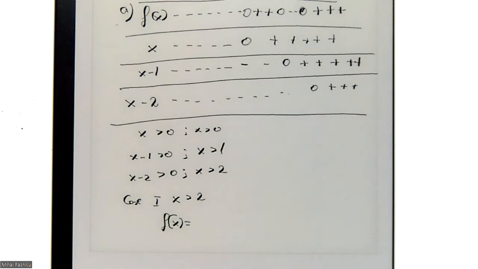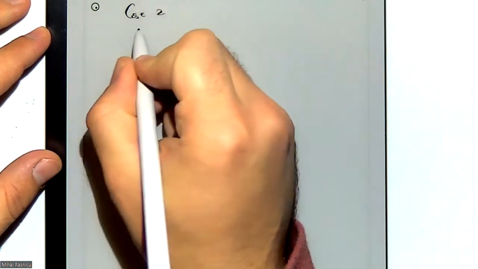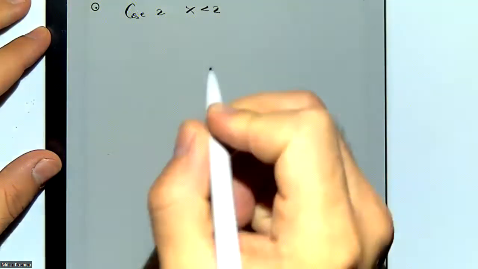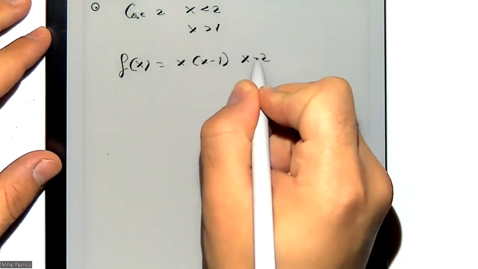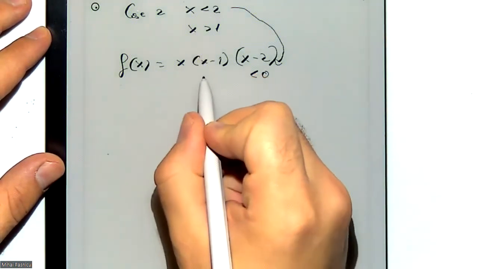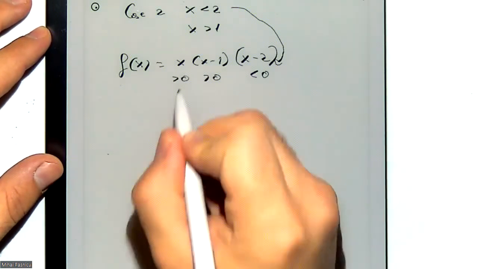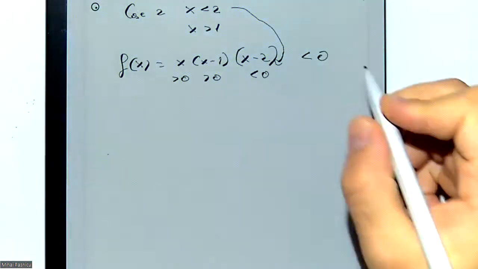It's basically breaking the whole space into cases. Case 1: x greater than 2, and I'm going to have x, x minus 1, x minus 2: positive, positive, positive. So this is a good case. Then case 2, where x is smaller than 2 but greater than 1. In this case f of x is equal to x times x minus 1 times x minus 2. Because x is smaller than 2, that factor is negative. x is greater than 1, so that is positive, and x is positive as well. So I have positive, positive, negative. So this is smaller than 0, a bad case for me.